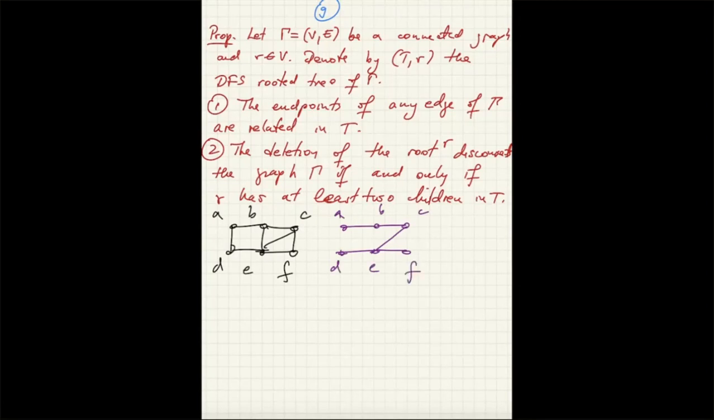You see the first part: the endpoints of any edge of gamma are related in T. If that edge is a purple edge, then it's clear that those endpoints are related in T by the definition. But this is also true for any other edge. Take, for example, the edge AD, the edge BE, or the edge CF. For the edge AD, A is the ancestor of D. For the edge BE, B is the ancestor of E. And for the edge CF, C is the ancestor of F. And the other part is the deletion: in this case, the root is A, and it has degree 1 in the spanning tree, and if you delete A, you do not disconnect the graph.